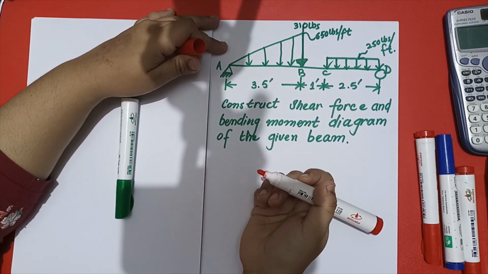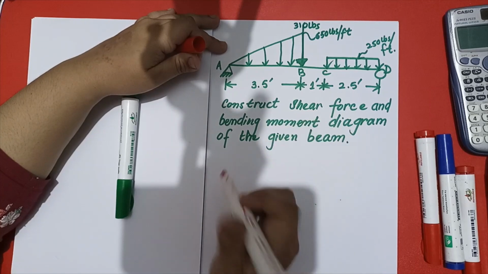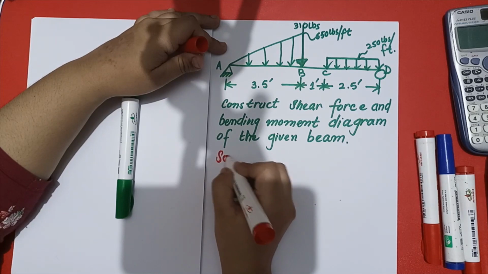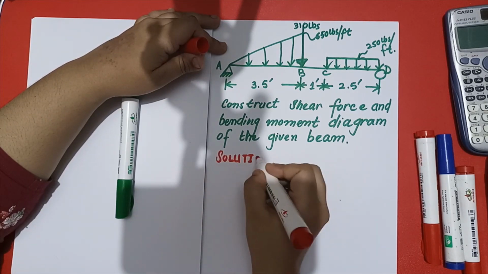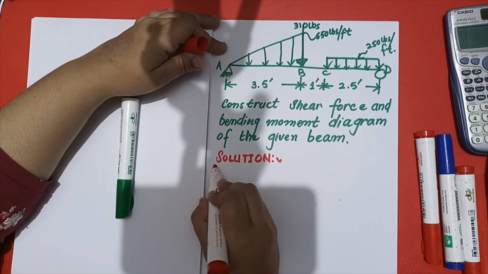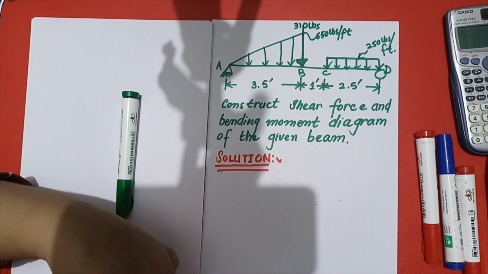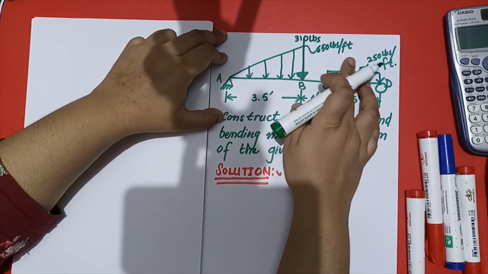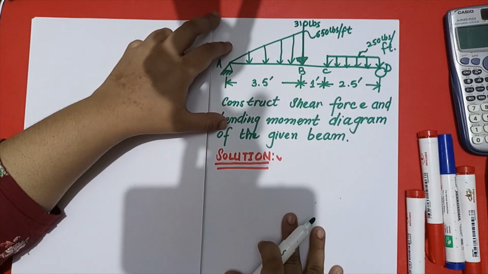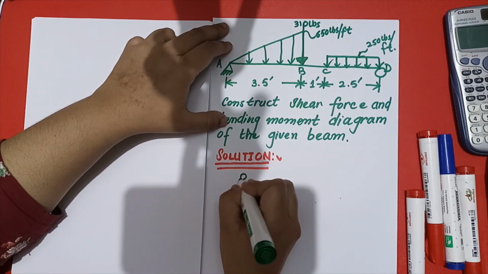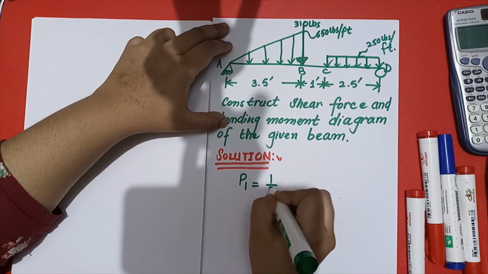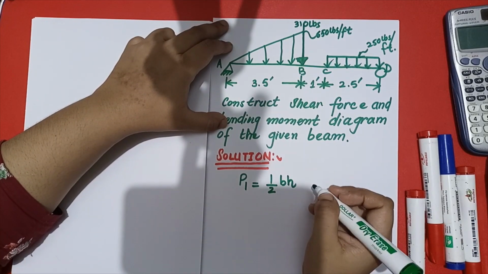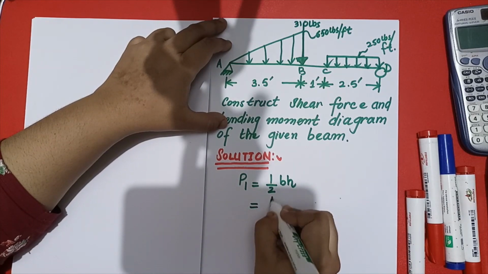At first we have to draw the free body diagram of this beam and find out the support reactions. But before that, we first have to convert the triangular loading and the UDL into point loads. How can we convert them? First of all, I am going to convert this 650 pounds per foot triangular loading into a point load. As I have told you in the earlier videos, we use the area formula of the triangle.